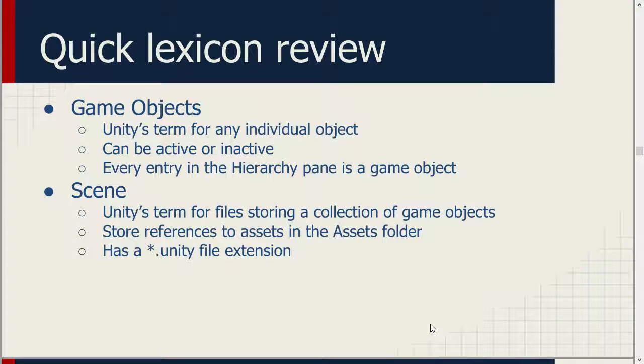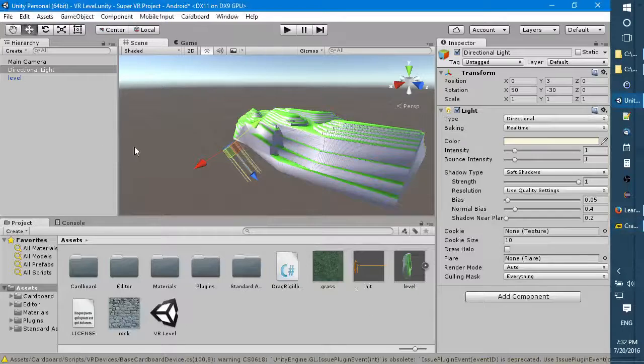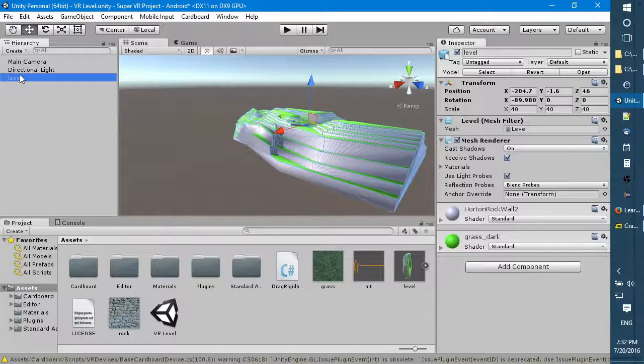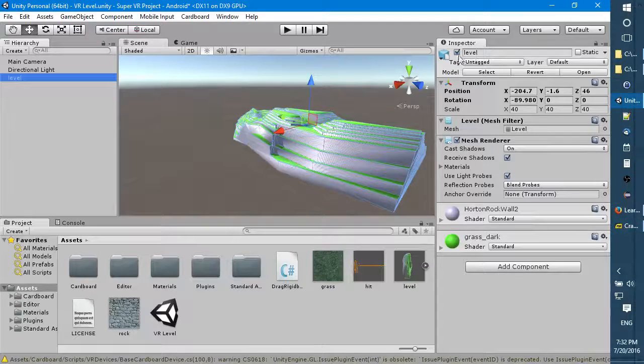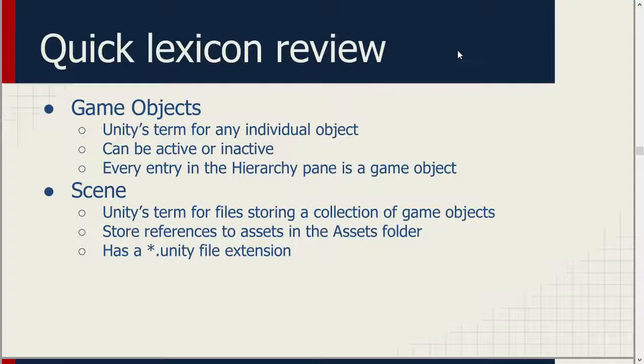Some lexicon review, game object. Game object is actually a Unity term. It is not an industry term whatsoever. Game object is Unity's term for any individual object. Anything that is listed here in the hierarchy are game objects, flat out. They can be inactive or deactivated. You can do that by clicking this, and you can see that it's deactivated. You can click it back again to activate it. For the most part, we're not going to be touching that at all, so don't worry about it. So that's that, and then they show up in the hierarchy pane.